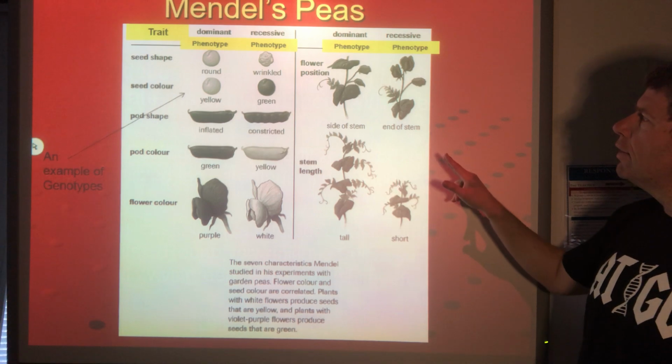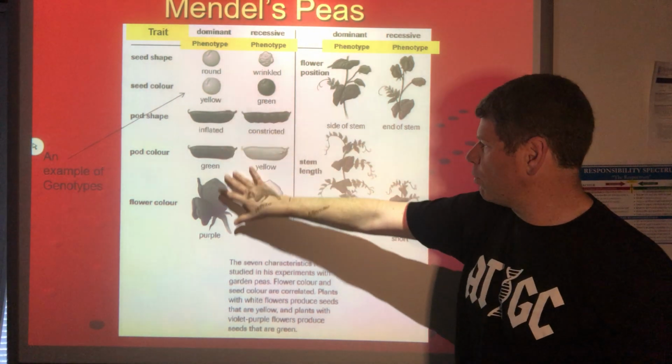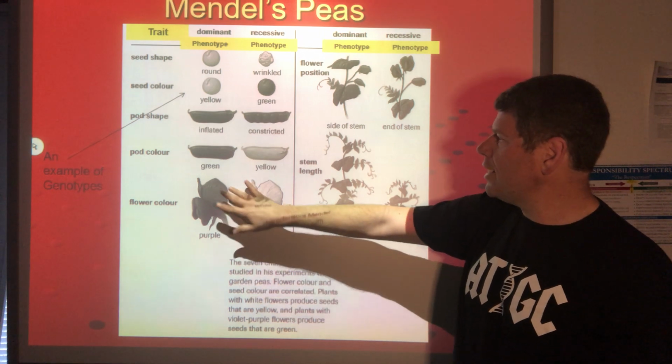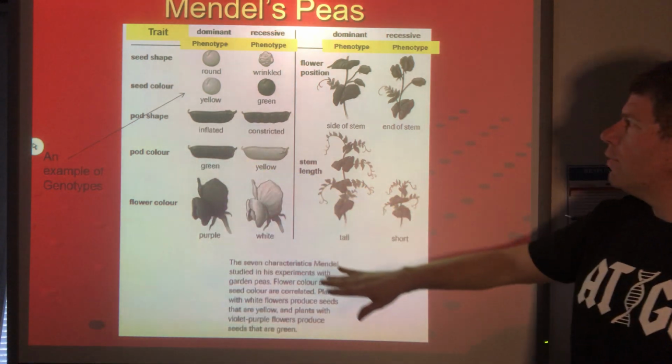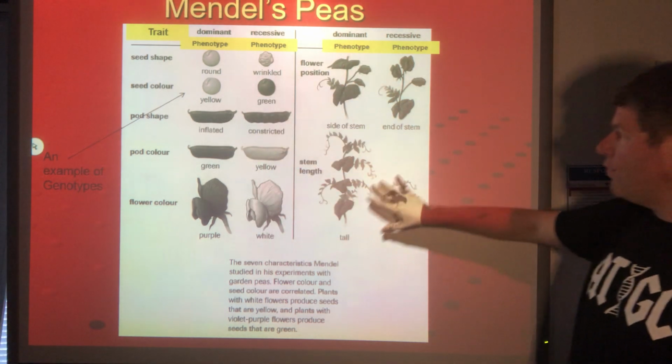All right. Okay, now guys, remember, these are all phenotype terms, right? I see green pea pods, right? We have flower color, so those are all considered to be phenotypes.